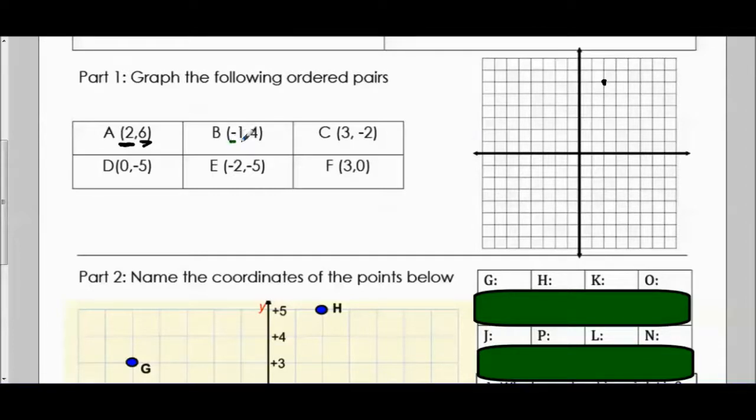Point B says that the x-coordinate is -1. That means we're moving to the left 1. We're going to move to the left 1, and then the y-coordinate is +4. So we move left 1 and up 1, 2, 3, 4. That is point B.